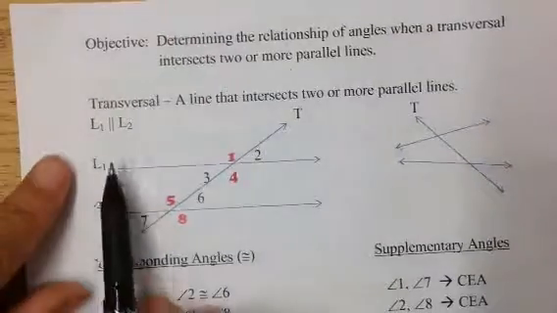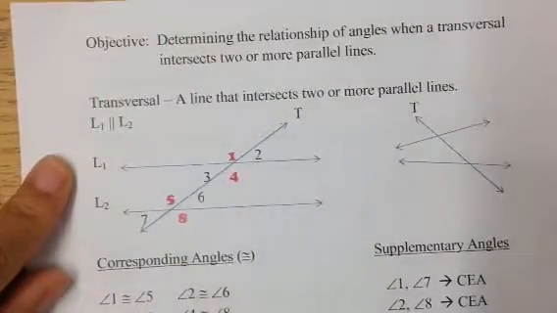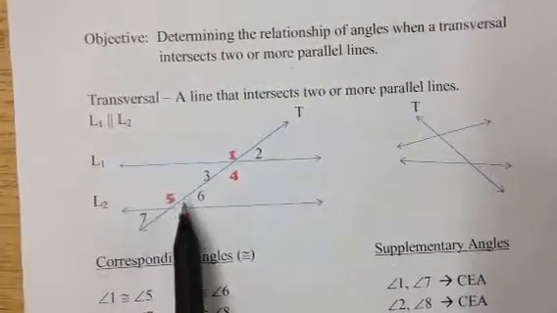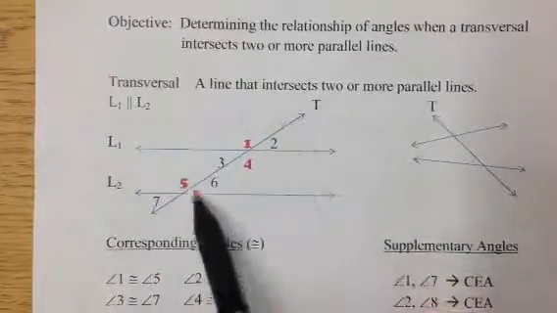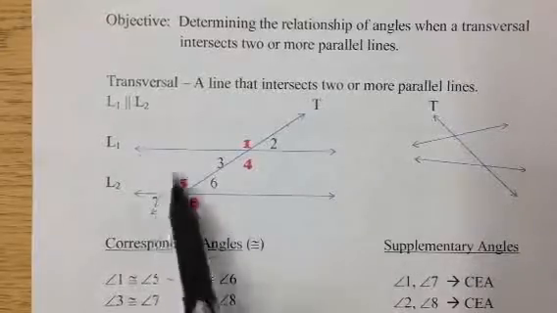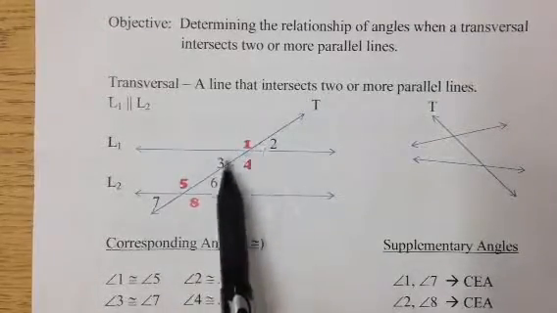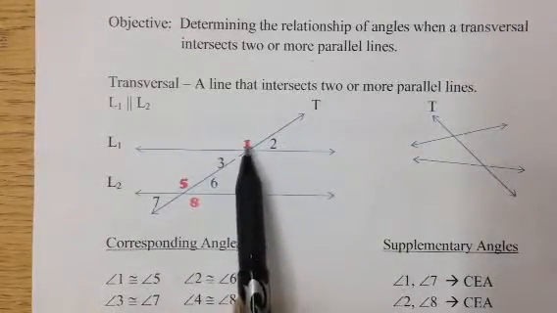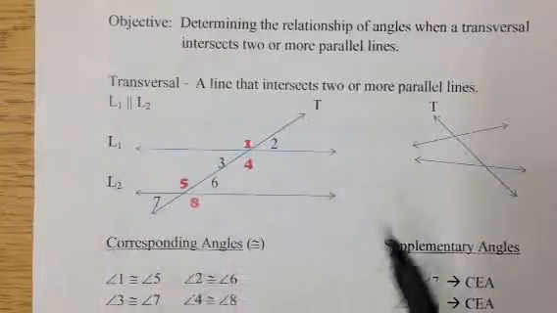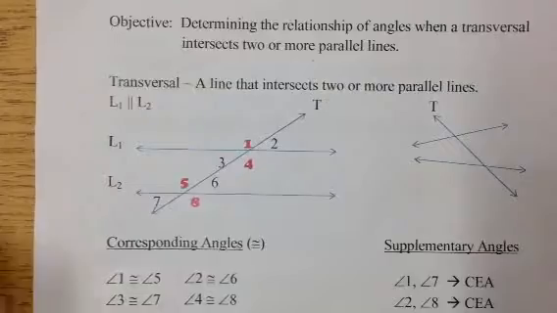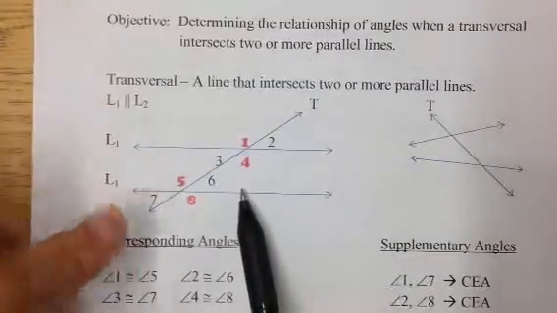So I'm telling you here that line 1 is parallel to line 2. Also, I want you to notice that when the transversal, which is this line right here, intersects these parallel lines, it forms 8 angles. 1, 2, 3, 4, 5, 6, 7, 8. And there is a special relationship as far as being congruent around these angles.